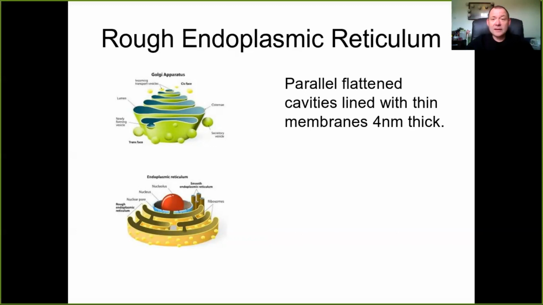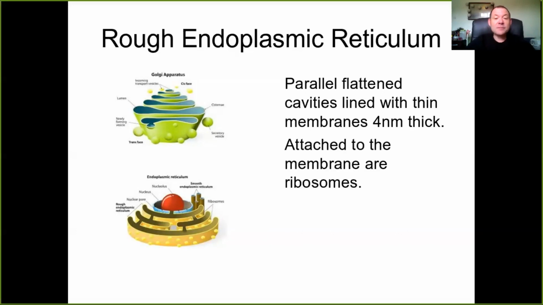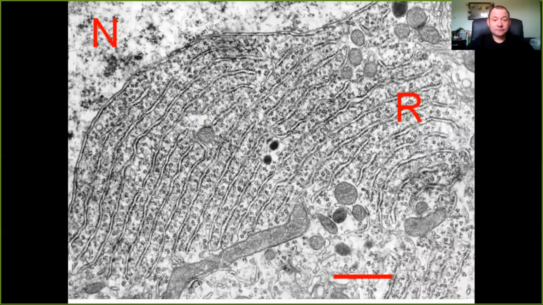Endoplasmic reticulum: parallel flattened cavities lined with thin membranes. There are channels in these membranes to let various proteins and so on in and out. About 4 nanometers thick. Attached to the membrane are ribosomes in the rough ER. So you see these dots. These are ribosomes which make protein, so they're used for protein transport. Here we can see ribosomes on rough endoplasmic reticulum.